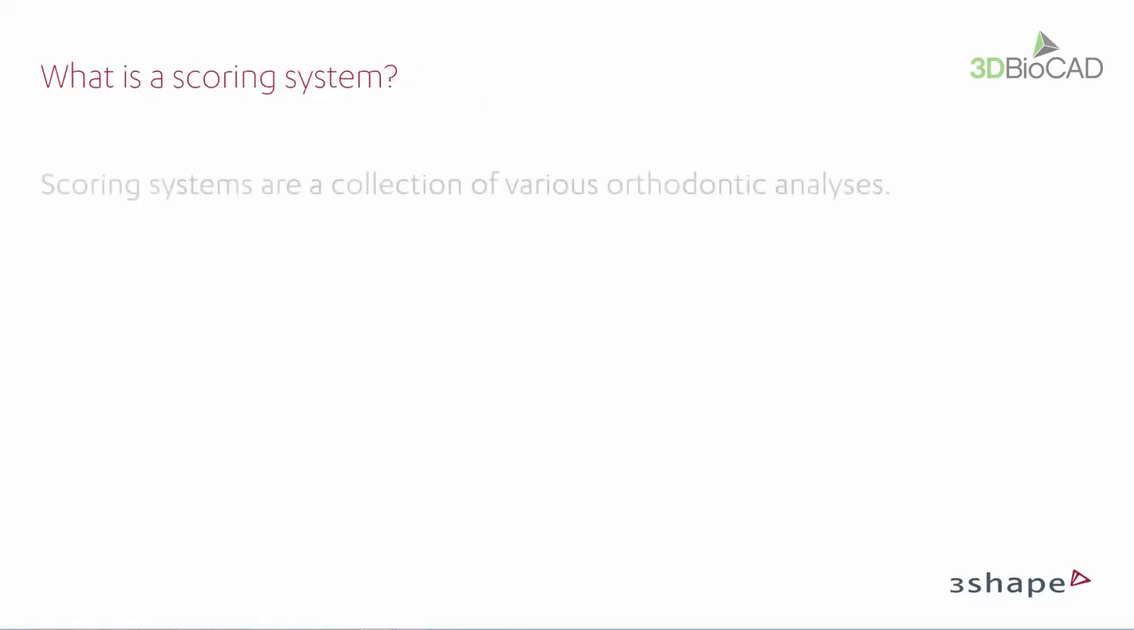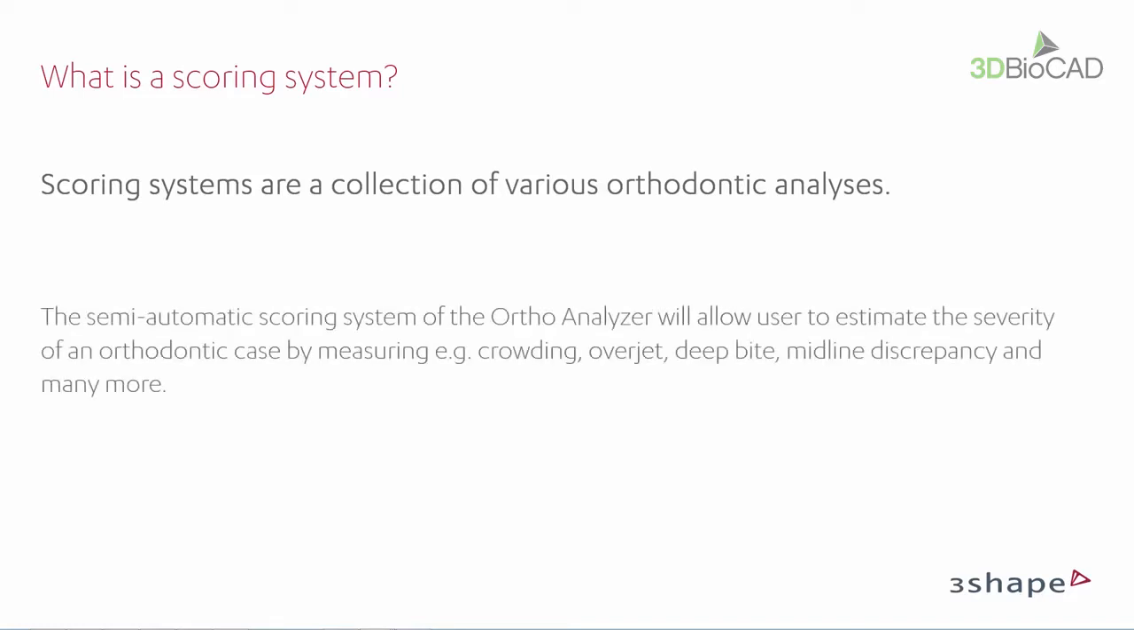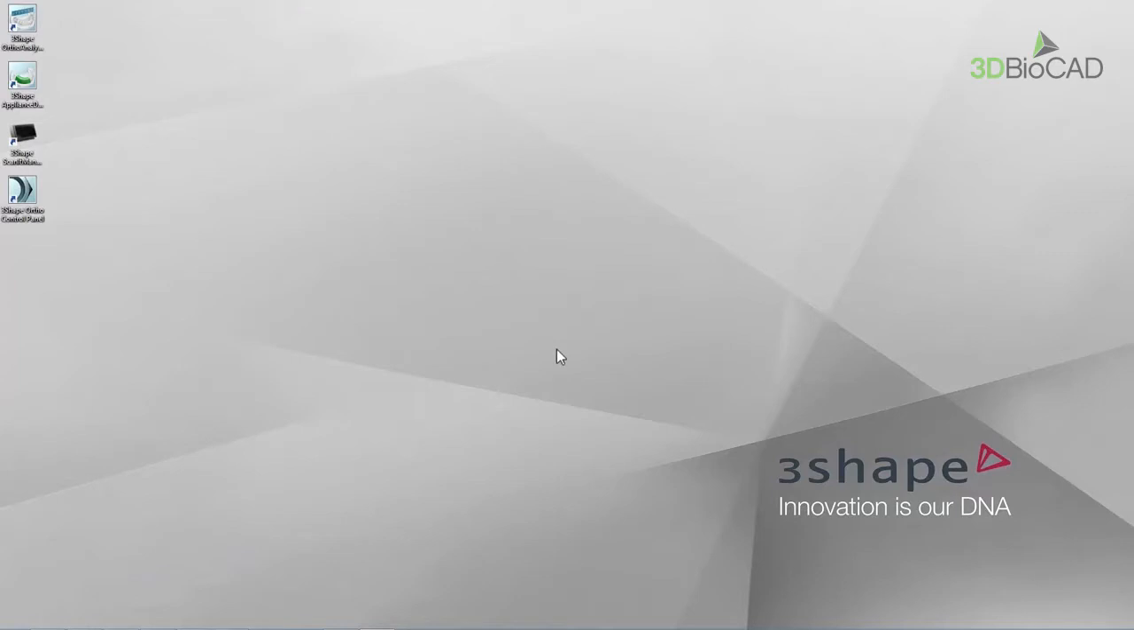Scoring systems are a collection of various orthodontic analyses, for example, crowding, overjet, deep bite, midline discrepancy, and many more. The semi-automatic scoring systems will be accessible in Ortho Analyzer from the feature Questionnaires. The different scoring systems will be available for download in the Ortho Control Panel's Download Center.